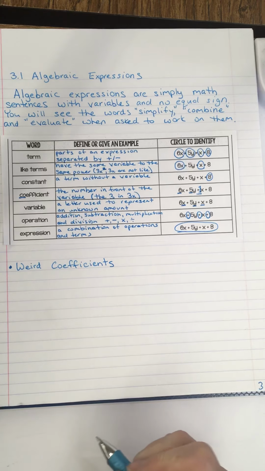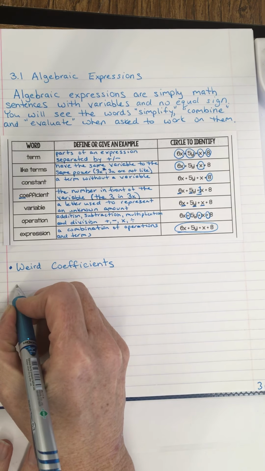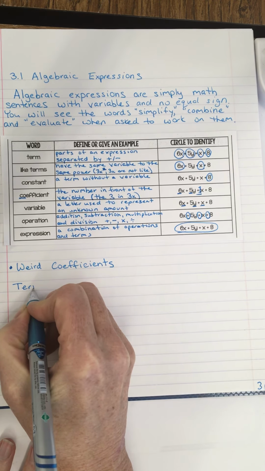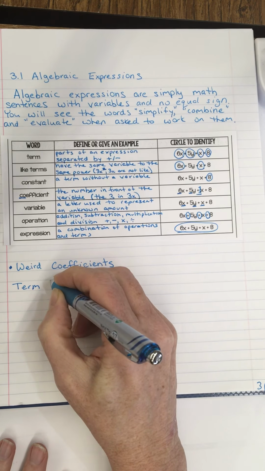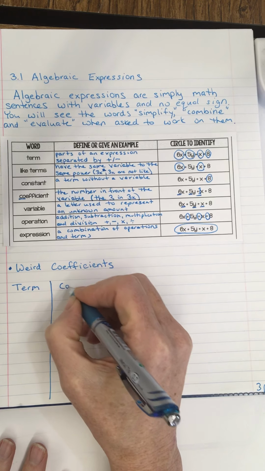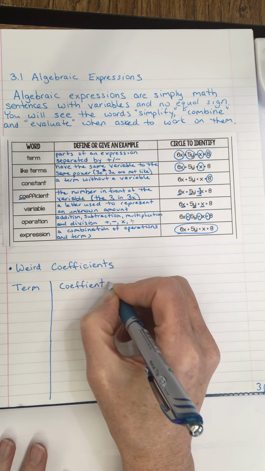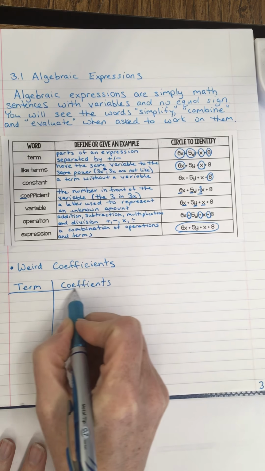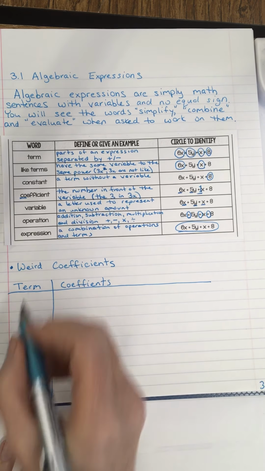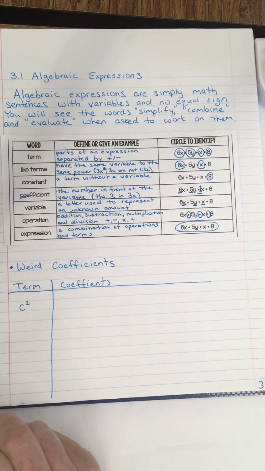Okay, so I want you to create a chart with term and coefficient. And the first one we're going to do is c squared.